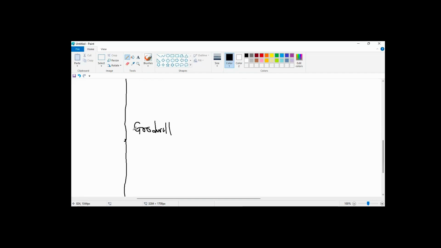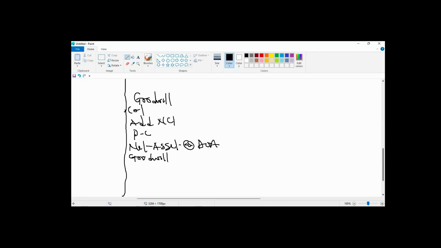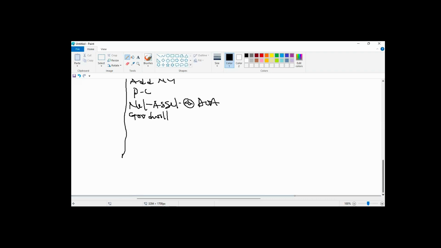Cost of investments, add NCI. Purchase consideration, net assets at the date of acquisition, goodwill. I will leave 2 line spaces for impairments, in case there's any. Next.